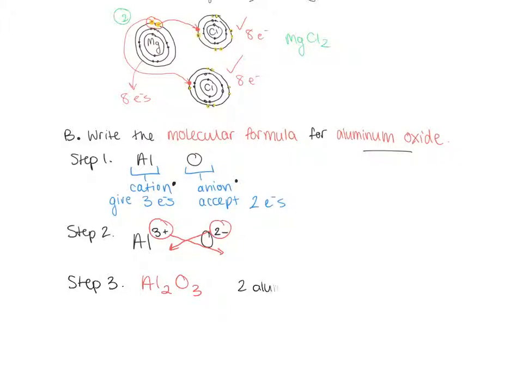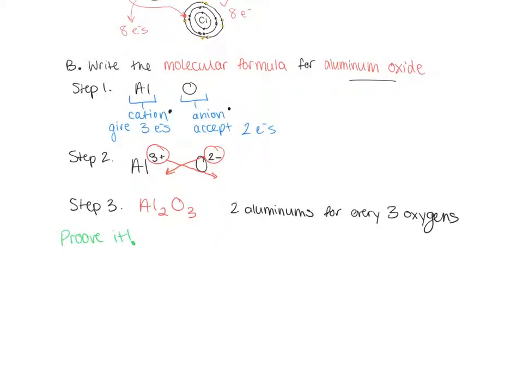We need 2 aluminums for every 3 oxygens for this to make sense. For the ionic compound to be neutral and stable, and every atom to be happy and have a full octet, we need 2 aluminums, 3 oxygens. Now this is the fun part, when your teacher says, prove it to me. Prove it. Okay, so now we're going to prove it.